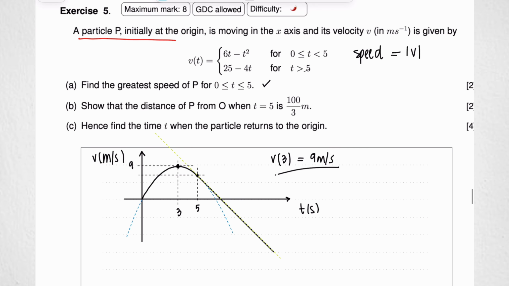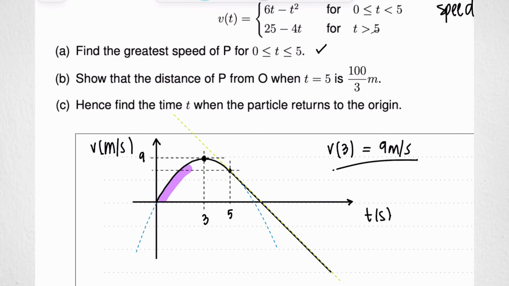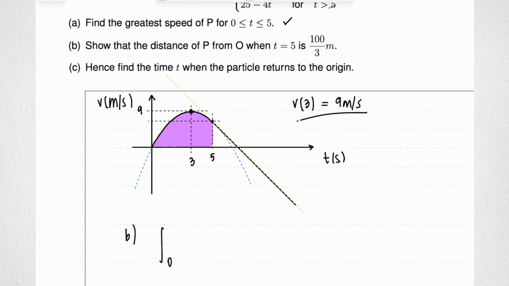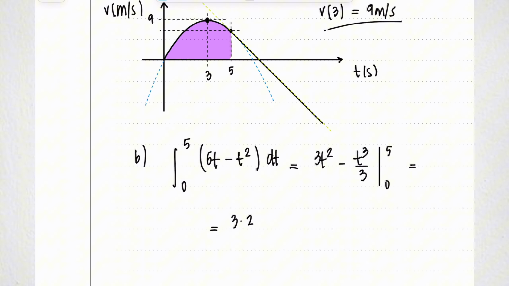Now, considering that the particle is initially at the origin, we need to show that the distance of P from the origin when t is equal to 5 is 100 over 3. Now, if this is the graph of velocity, we can find the displacement, which will represent the distance from the origin, by finding this area over here. So we need to integrate from 0 to 5 the first piece of this function, which is the quadratic. So 6t minus t squared dt, which you can find using the calculator or by integrating manually. And given that this is an easy integral, let me just do this manually. So we get 100 over 3.